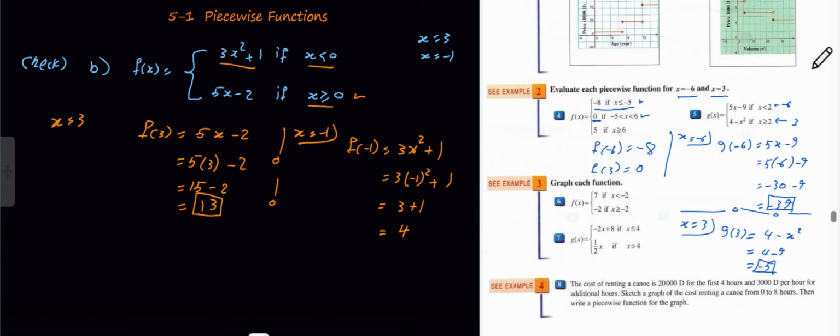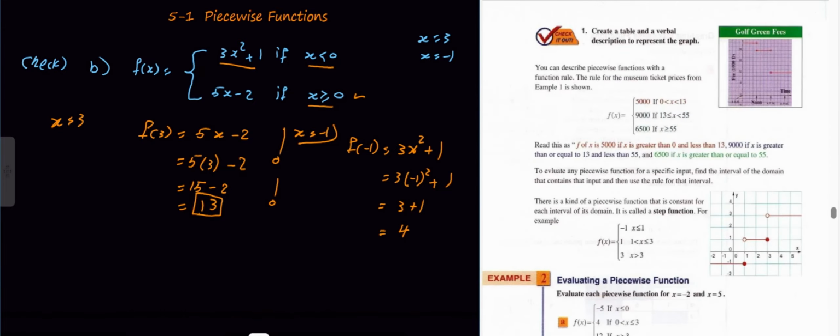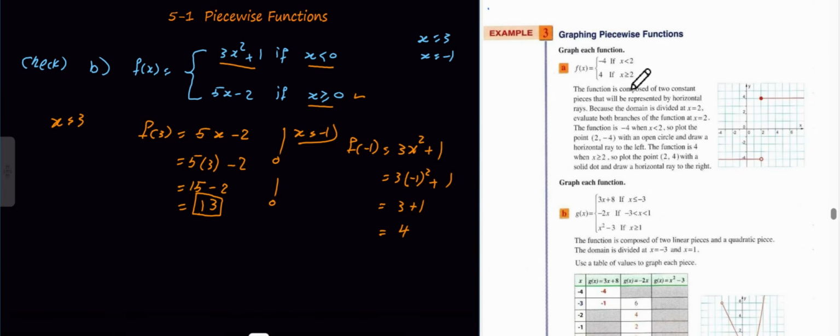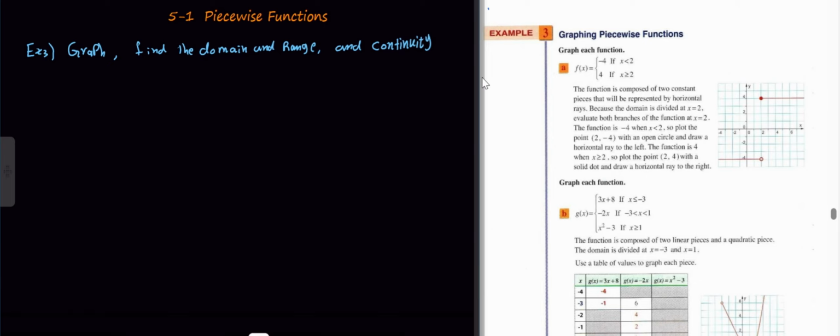The next example that we have is example 3. Example 3 is about graph. How can we graph a piecewise function? Here we have two types of graph. Here we have two branches, branch A and branch B.